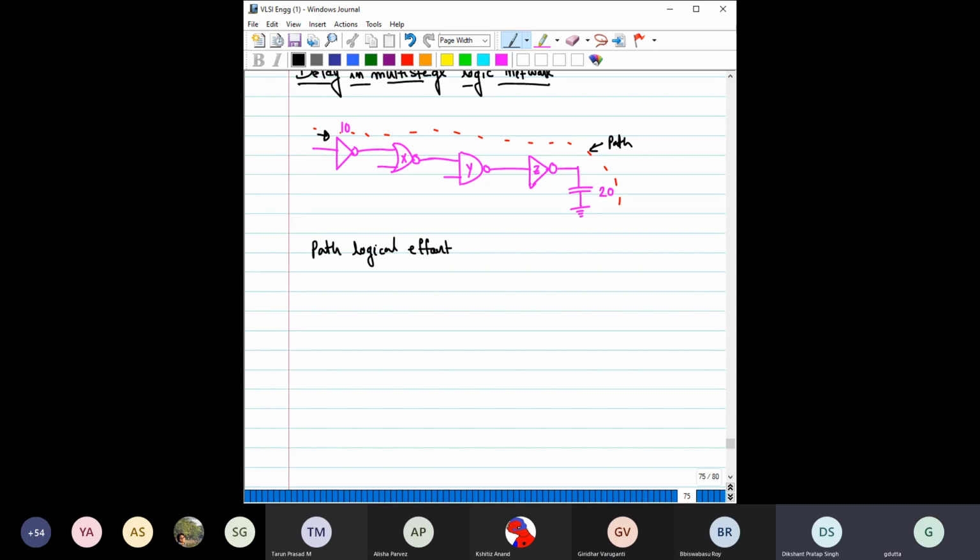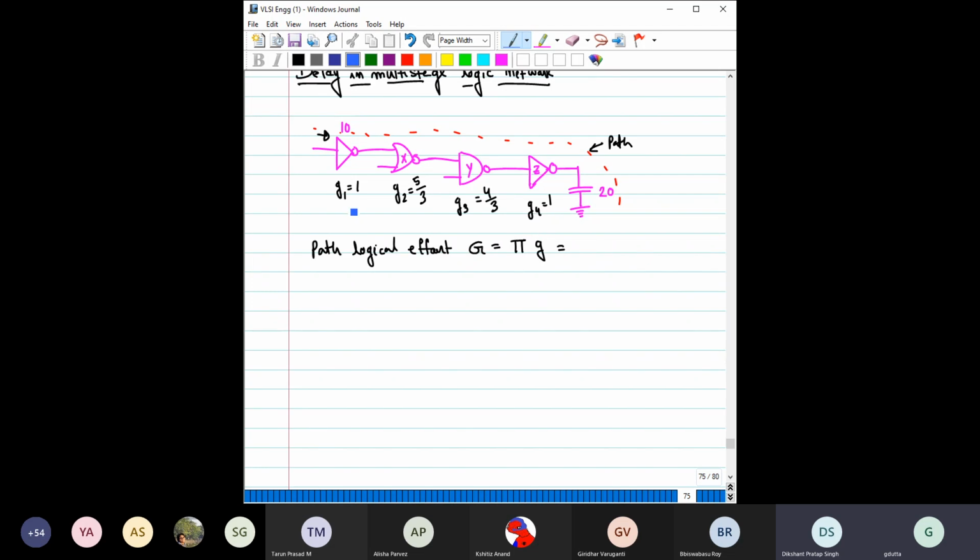The path logical effort, which we denote as capital G, is the multiplication of all the G's present in this path, the product of G. So here G1 is equal to 1. G2 is a 2-input NOR gate, so it is 5 by 3, which we did yesterday. G3 is equal to 4 by 3. G4 is again a NOT gate, so it is 1.